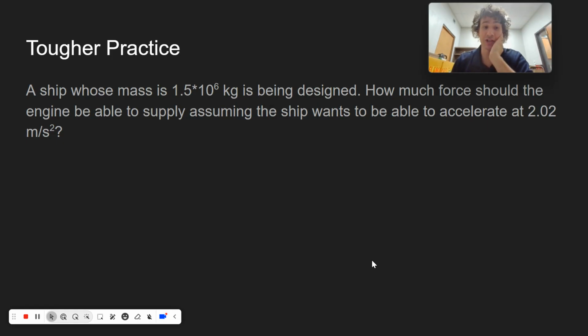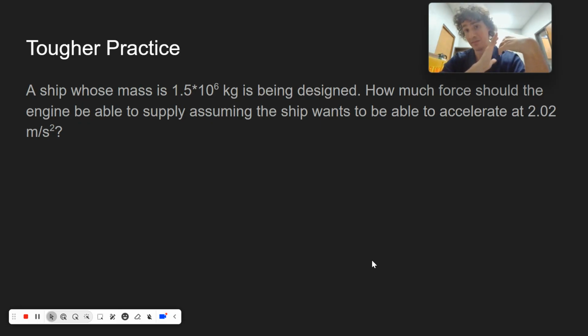Harder problem, what if I had a ship? The mass is 1.5 times 10 to the sixth. And I want to know how much force the engine should be able to provide to get this ship to a certain acceleration. Okay. And I'm not a ship designer, but these are serious things you might have to consider if you're designing something, right?